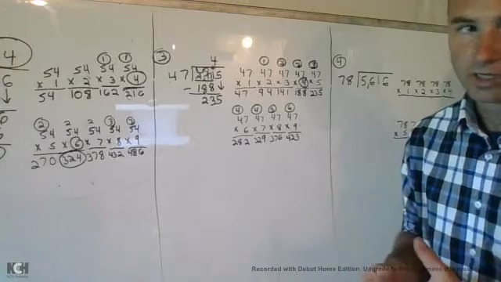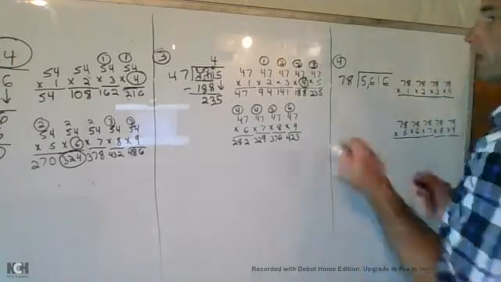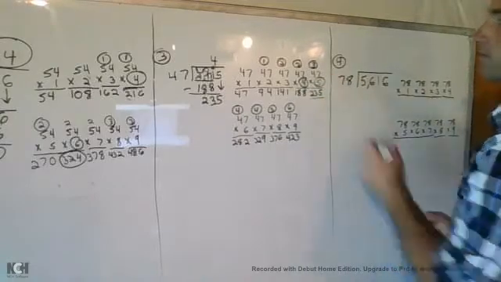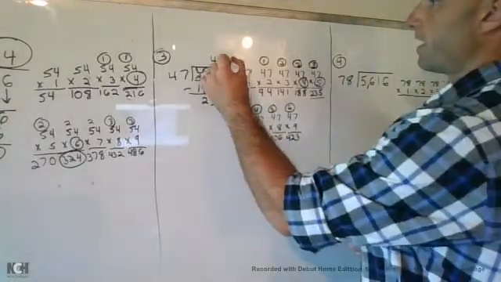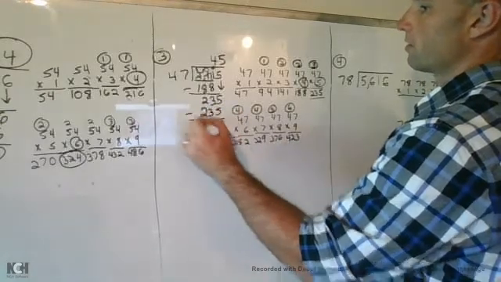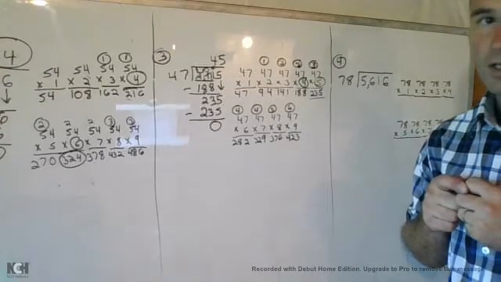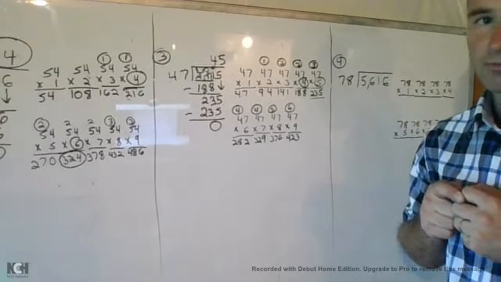Do you see that on the board anywhere? I hope so. Right here. 5 of them. So 5 times 47 gives you 235. You subtract, and you end up with nothing left over, giving you 45 as your answer.